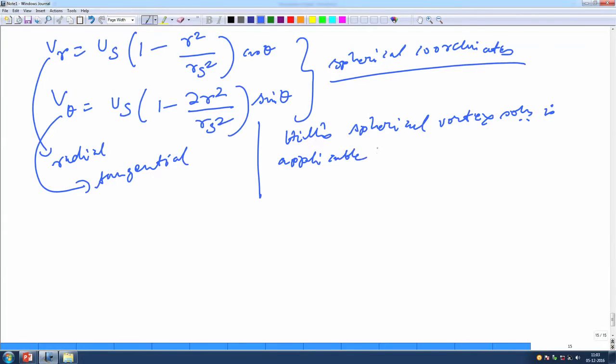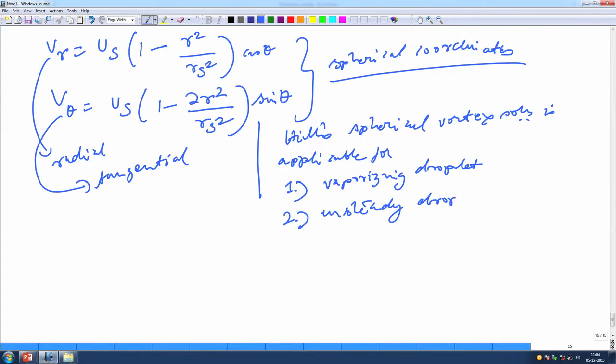So, formally writing it, Hill's spherical vortex solution is applicable for number 1, vaporizing droplet, and unsteady. And we already established why that should be the case.